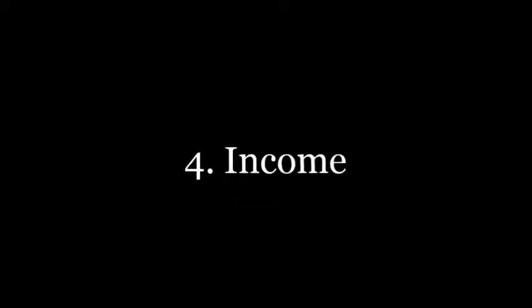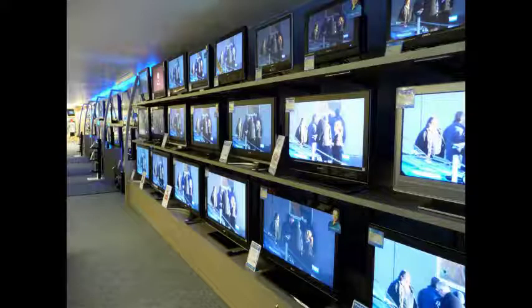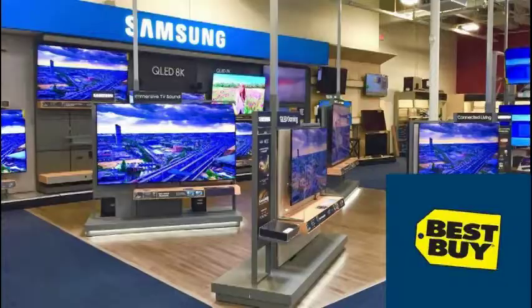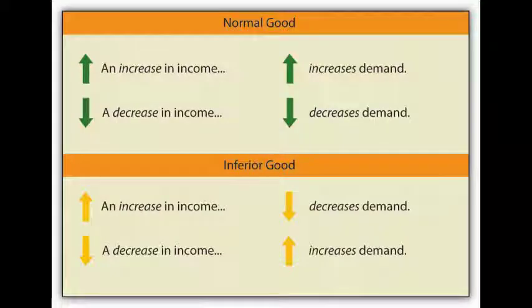Income. Income depends on the type of product. You have normal goods and inferior goods. For example, television. As your income increases, the more you'll feel the need to buy a television or appliances. Hence, the more your income increases, the more your demand increases for a particular good.